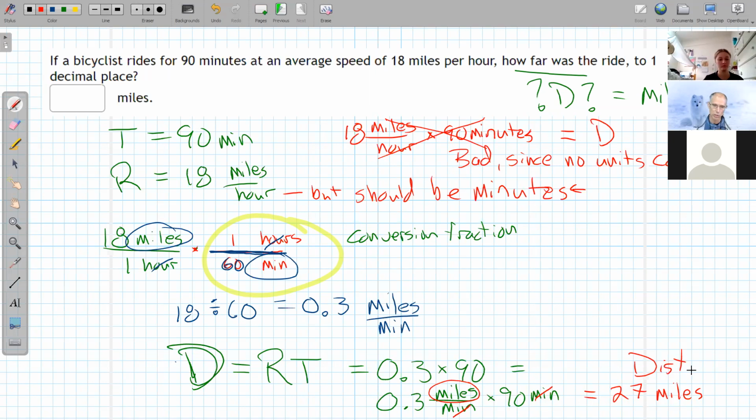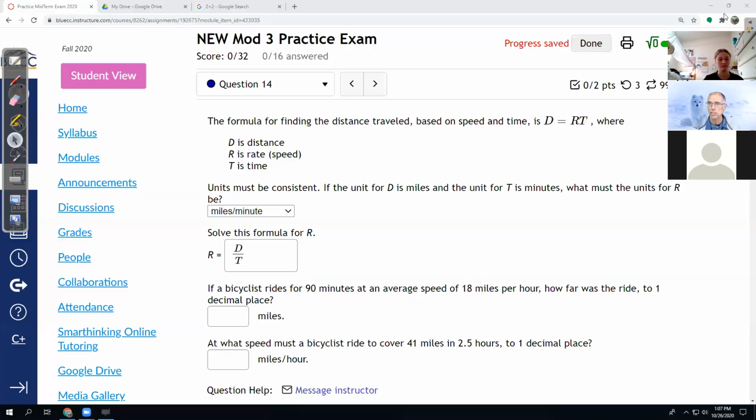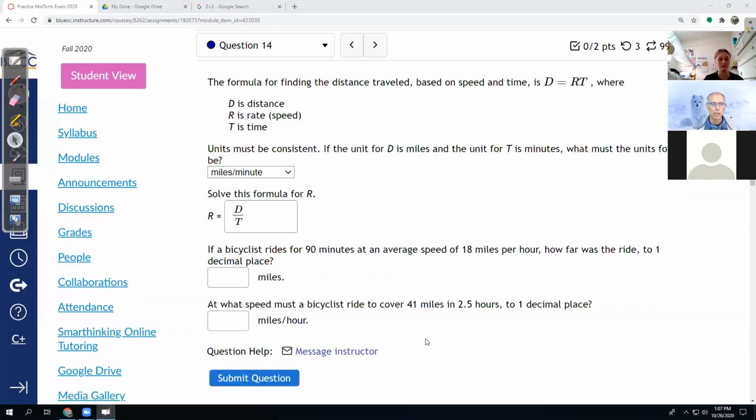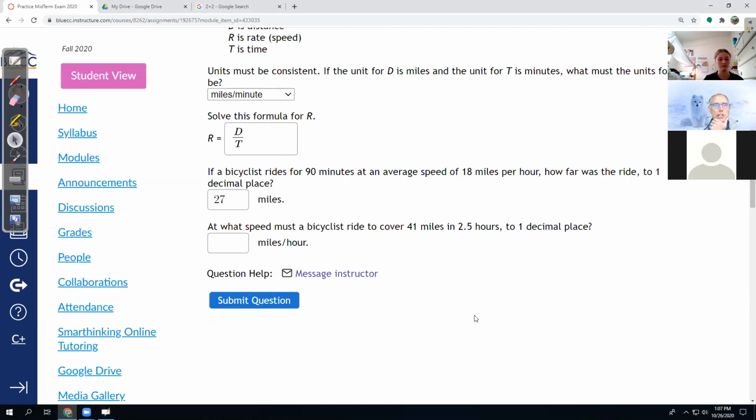So again, we just got to make sure the units match when we plug into a formula so that the output has the right kind of unit. Otherwise, we get nonsense, like this up here is nonsense. And I accidentally do nonsense all the time because sometimes I forget to pay attention to the units given. All right, so we think this one right here is 27 miles. Let's see if the next one needs any conversions.